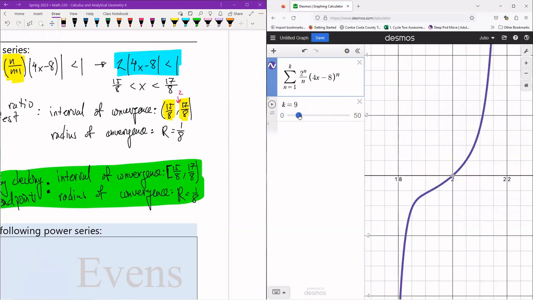So this is a good way of double checking if your radius of convergence and your interval of convergence for the problems that you're doing are working out, okay?